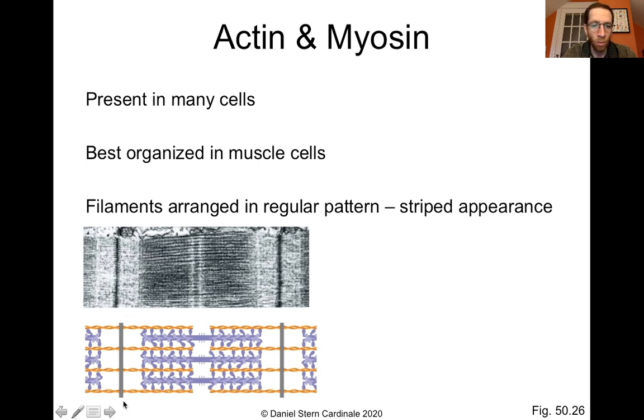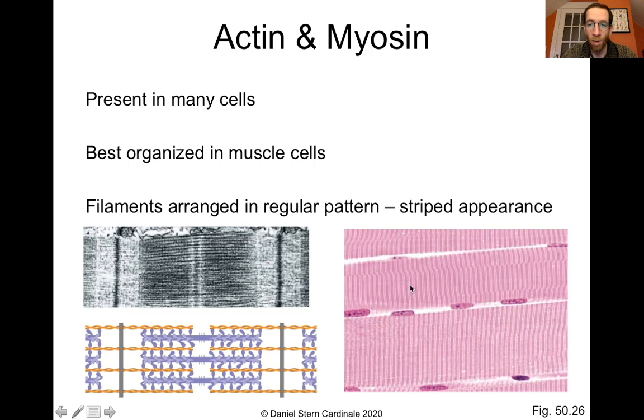Here we have the cartoon version, where you can see the thin and thick filaments overlapping, and here we have the micrograph showing the regions where it's just thin, and then the darker regions where both overlap. When you zoom out, this orderly appearance gives skeletal muscle its striated or striped appearance.